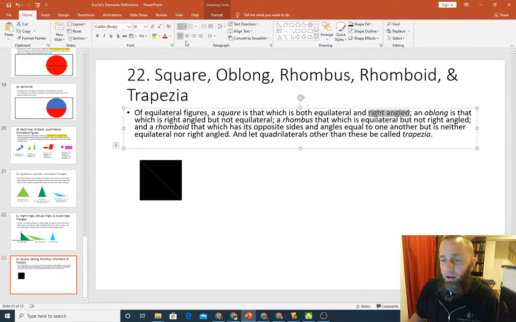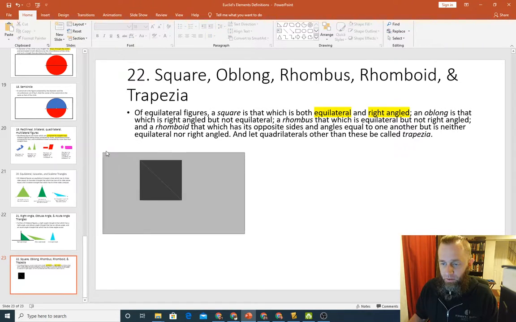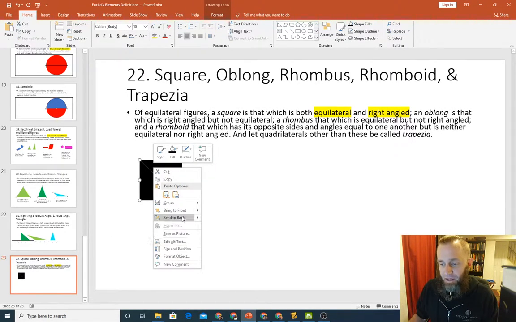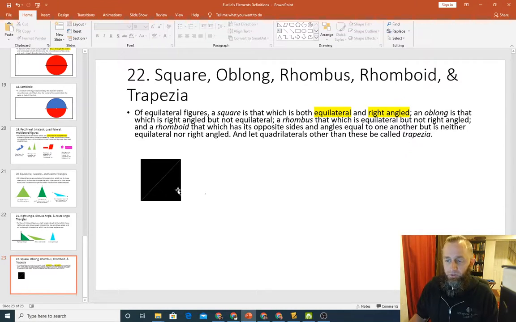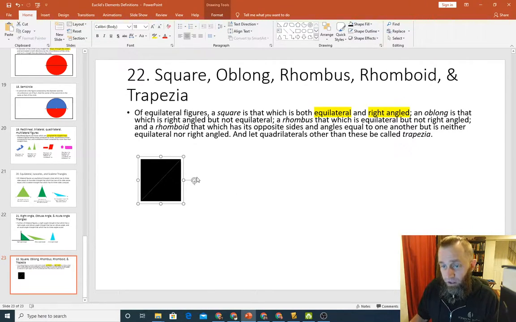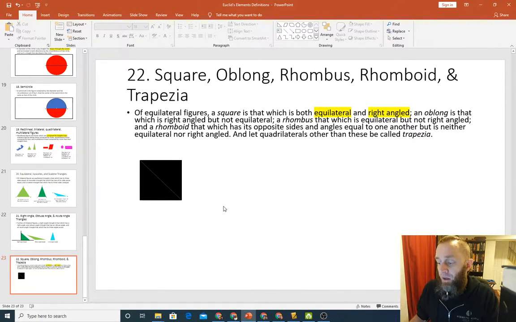So check and check. We know it's right-angled because I used a right triangle, which has right angles. All right. So in fact, let's see something really cool. So I'm going to group those. And now I can just rotate it, and boom, it still keeps working. Still a square. Unhand my square. Okay. Next one.